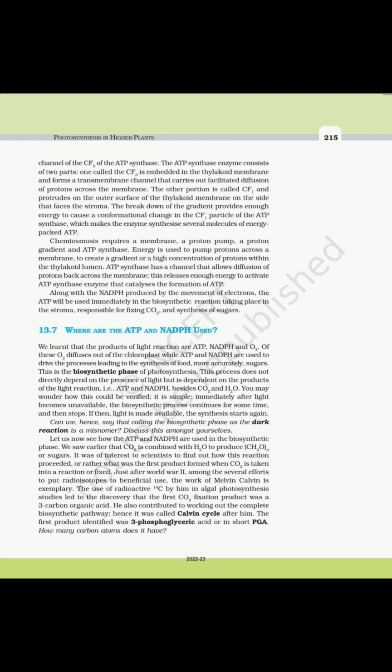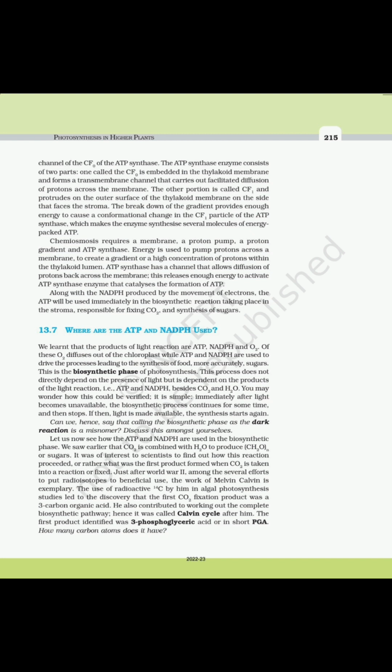Energy is used to pump protons across a membrane to create a gradient or a high concentration of protons within the thylakoid lumen. ATPase has a channel that allows diffusion of protons back across the membrane, thus releasing enough energy to activate the ATPase enzyme that catalyzes the formation of ATP, along with the NADPH produced by the movement of electrons. The ATP will be used immediately in the biosynthetic reaction taking place in the stroma, responsible for fixing CO2 and synthesis of sugars.